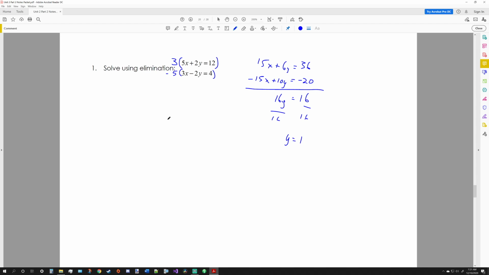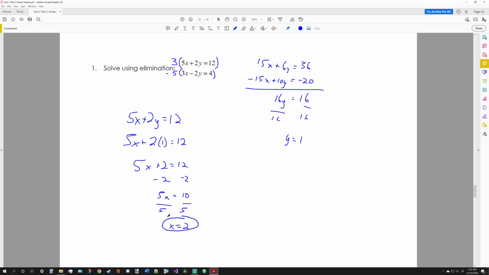Plug that into one of the equations. And so our answer here would be 2, 1.